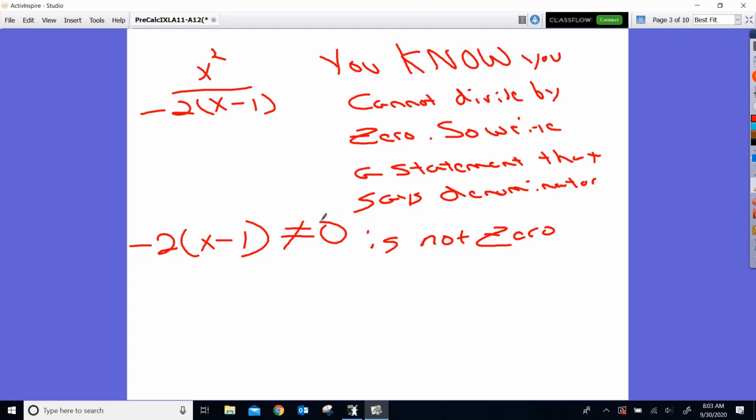The goal here is to figure out what x cannot be. So I'm going to say the bottom can't be 0 because thou shalt not divide by 0. And here's how Haley got her answer. Wait a minute. It basically says x minus 1 is not 0, right? So what is x not? 1.